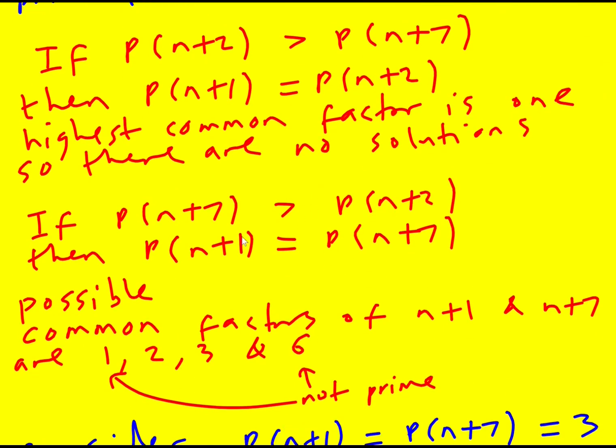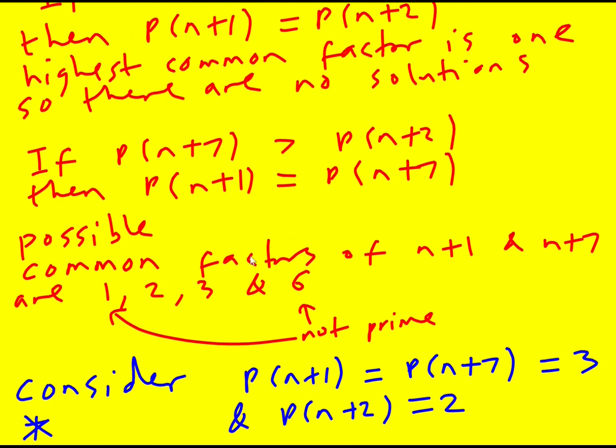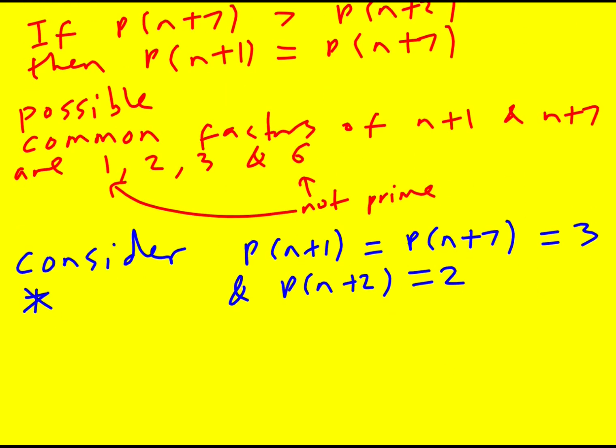Then, if that is the case, they're equal, but the only possible common factors are 1, 2, 3, and 6. These two are not prime, so the highest possible prime factor that goes into both, because they have to go into both, has to be 3, because we said that this one was bigger than that one, so that is going to be left with 2. And this means actually, if their highest prime factor is 3, they must be powers of 3.